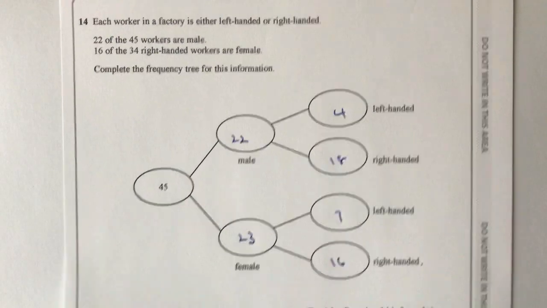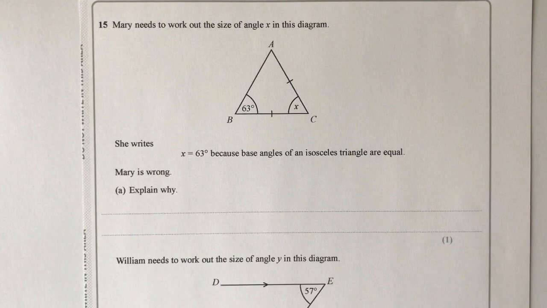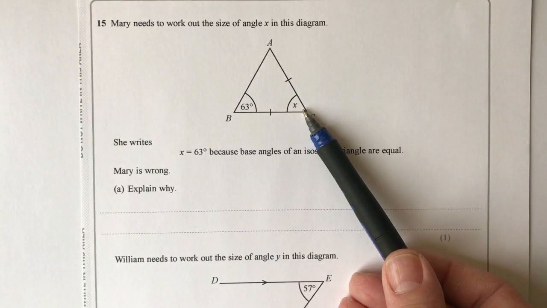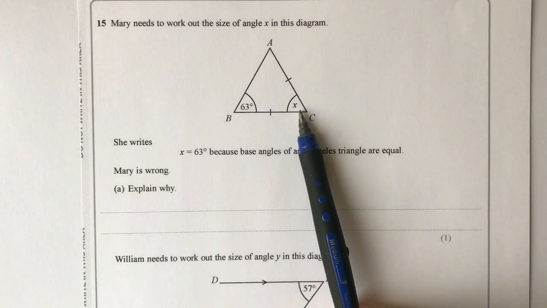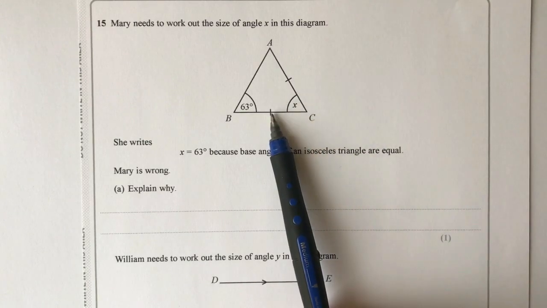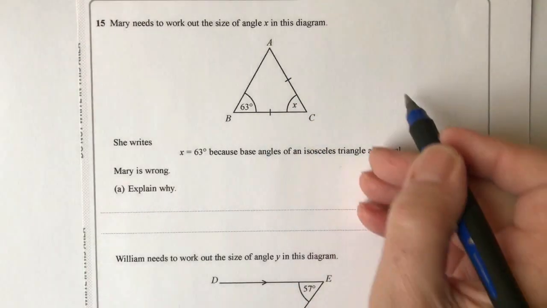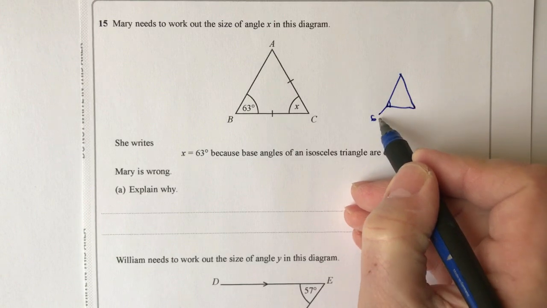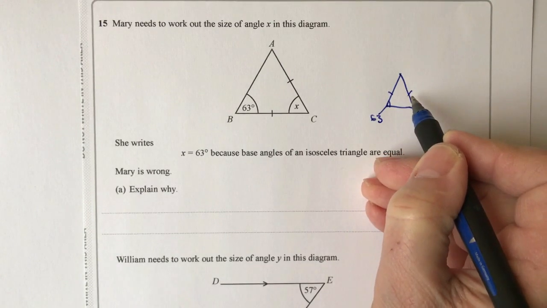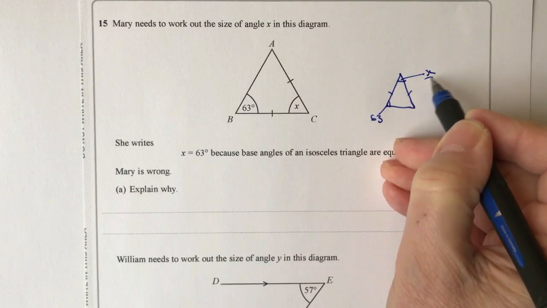Okay, let's move on then to question number 15. Mary needs to work out the size of angle X. Okay, this angle here, and she says it's 63 degrees because the base angles of an isosceles triangle are equal. Actually, that's true, but what she's identified is not the base angle. This is actually the angle at the top, and that's because in an isosceles triangle this side and this side are equal. So actually the way that should be would be something like this, where this is 63, this line is equal, this line is equal, and actually this top bit is X.